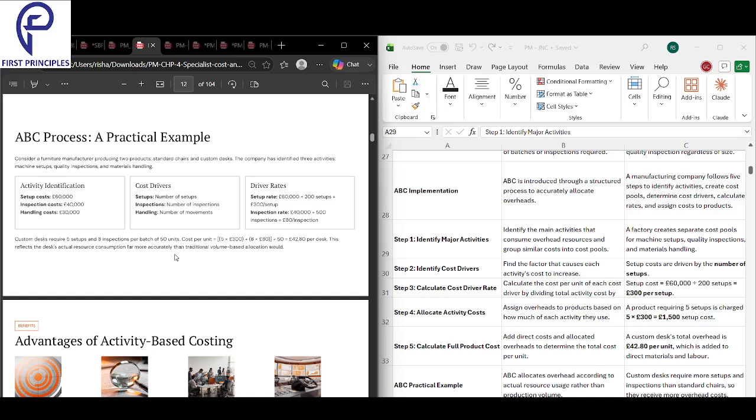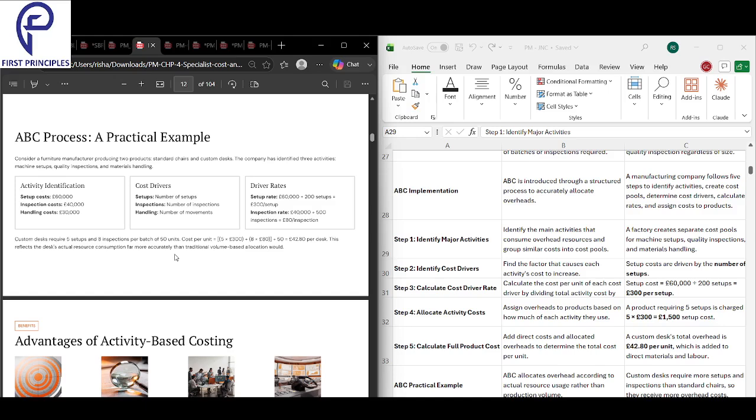Okay, first you identify the major activities. Second, identify the cost drivers. Third, calculate the cost driver rate. Fourth, allocate activity costs. Fifth, calculate the full production cost. Let's quickly do it, guys. 3 activities we found out: setup, inspection, handling. Then we found out the cost drivers: setup is a driver, inspection is a driver, handling is a driver. Third, we found out the rate. Once we found the rate, we see for per product how much we allocate. That is called allocating the activity cost. Fifth, we calculate the full product cost.